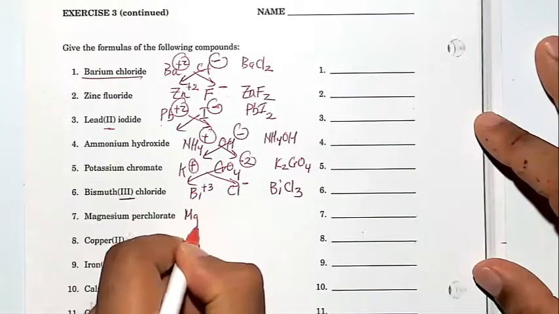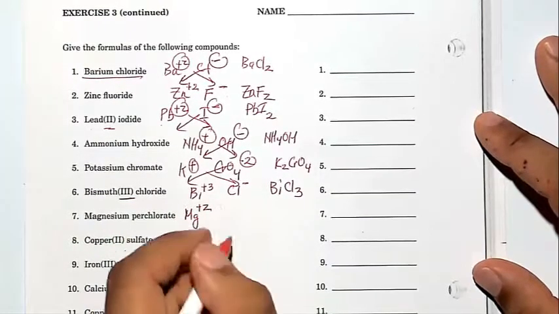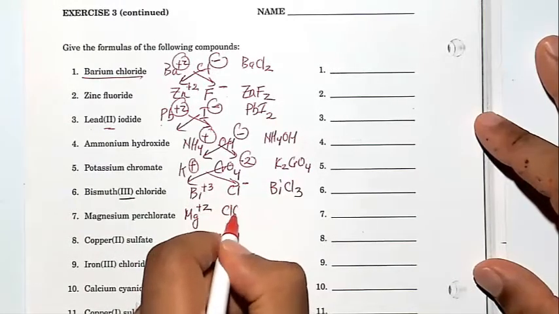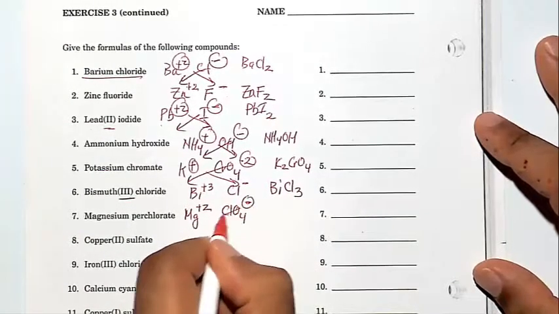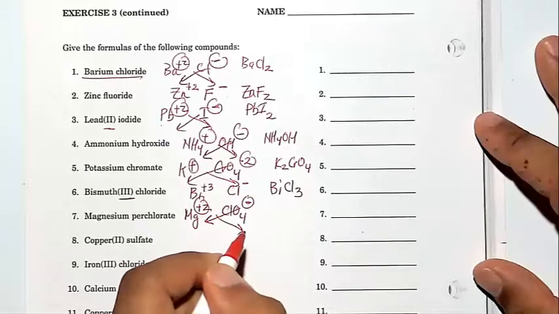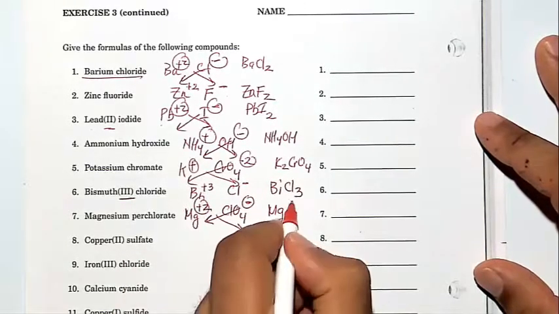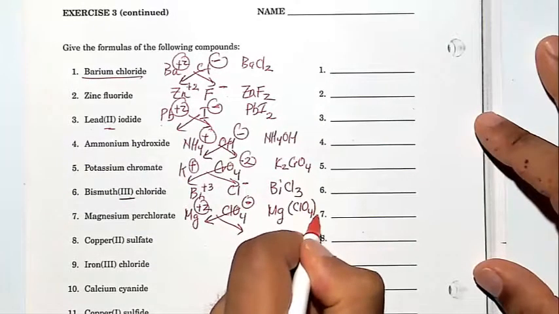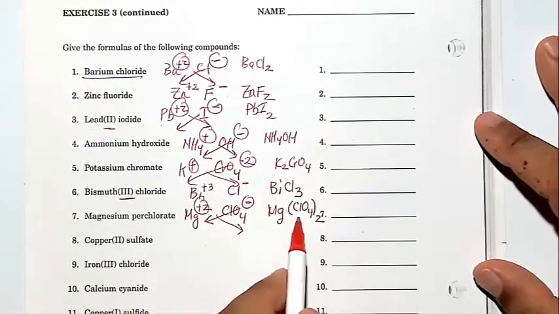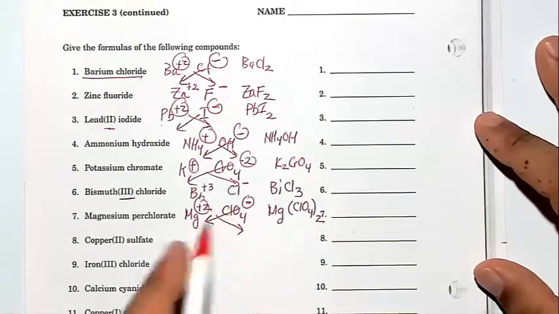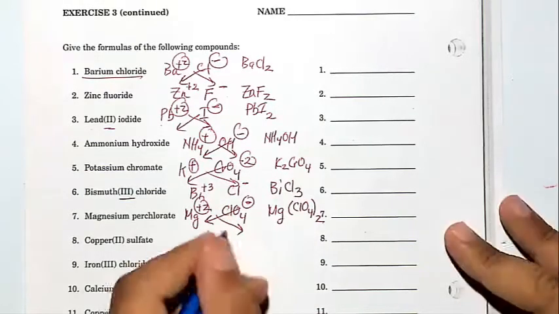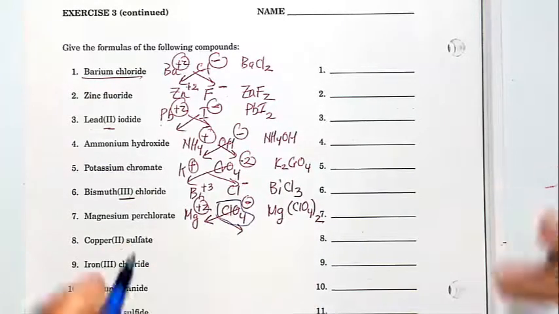Magnesium perchlorate, magnesium is +2. The perchlorate ion is ClO4-. The minus switches with the +2, and you have Mg(ClO4)2. Okay, notice that ClO4, this whole unit picks up that +2 charge.